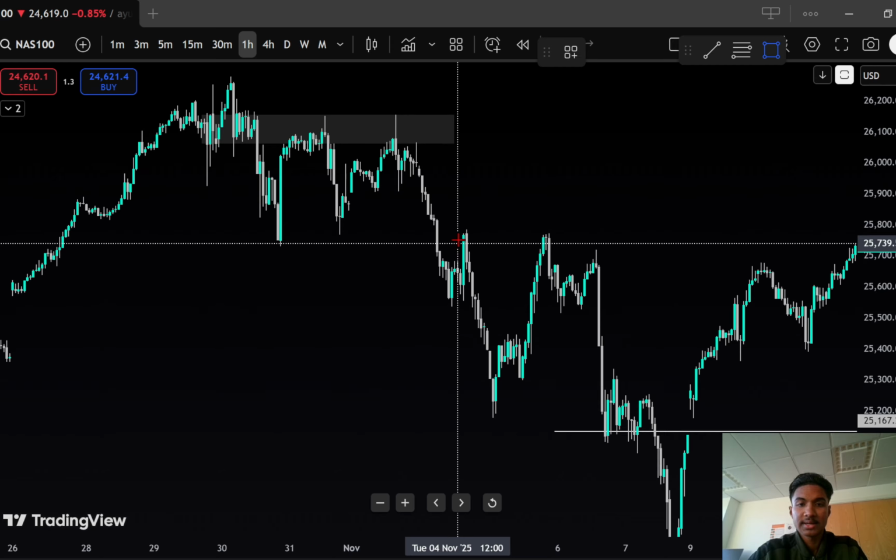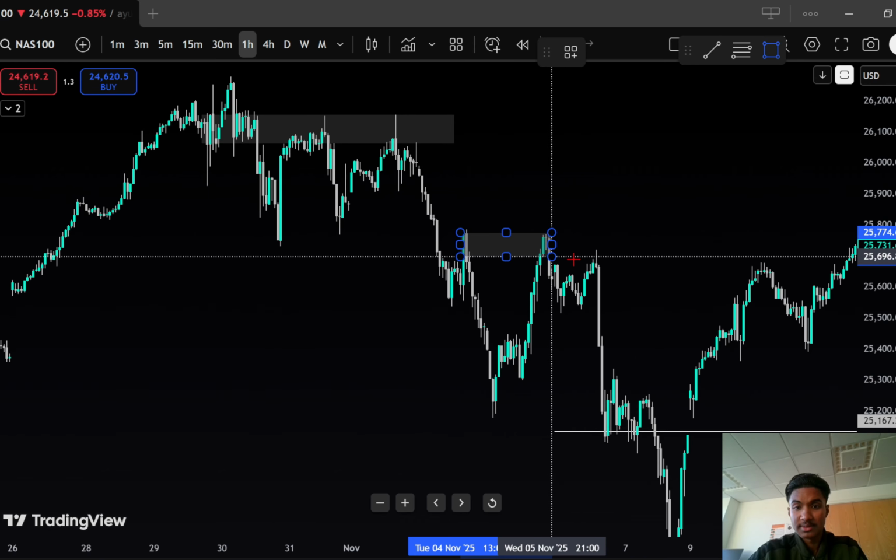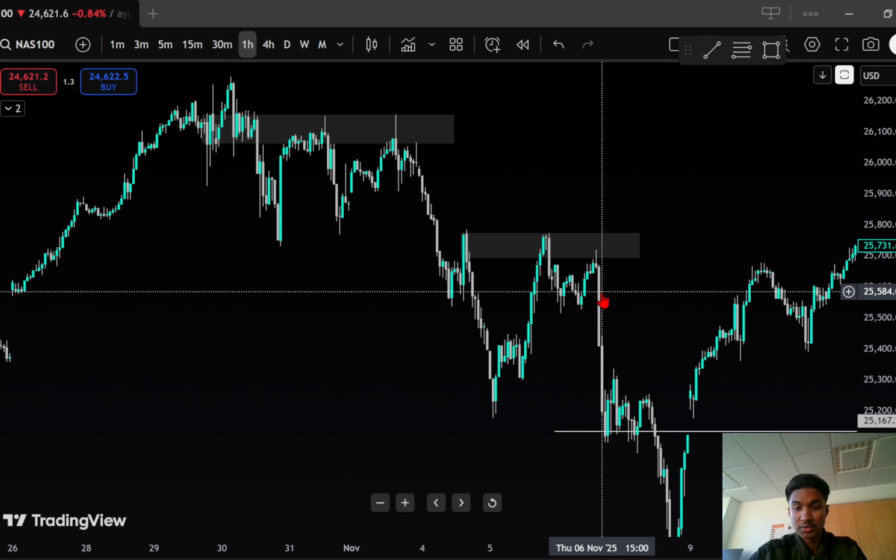Another example right here. Here's one tap, two tap. On the third tap, you could have taken your shorts. Look at that nice dump.